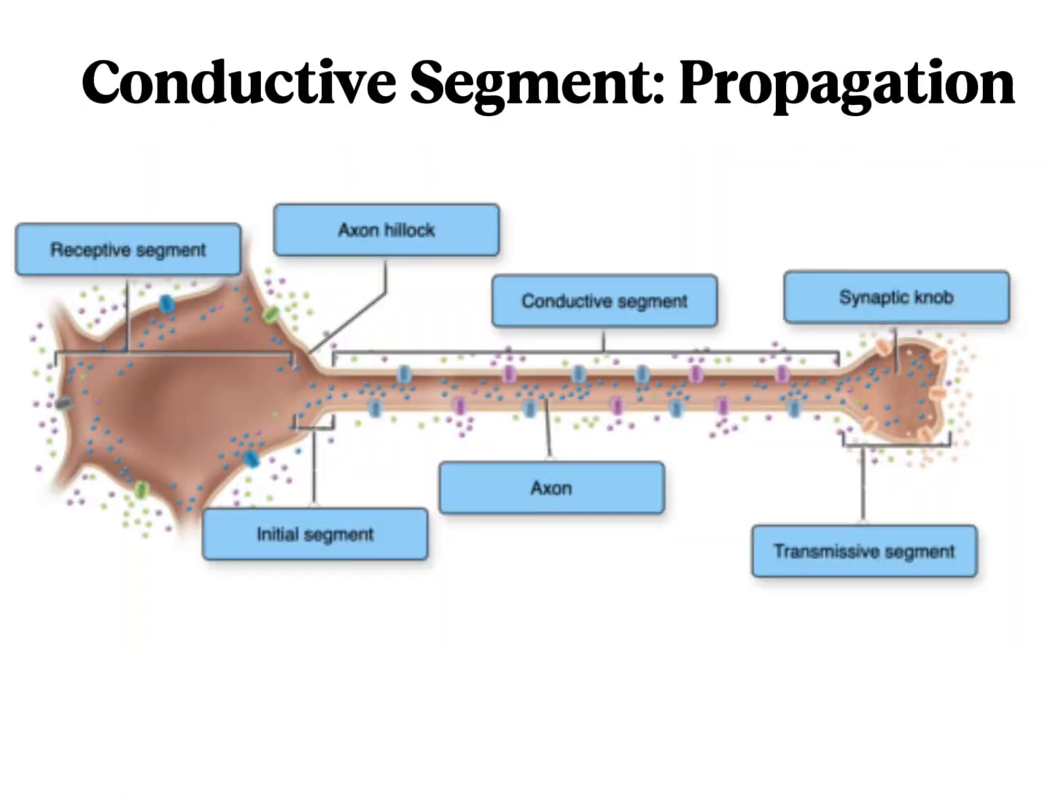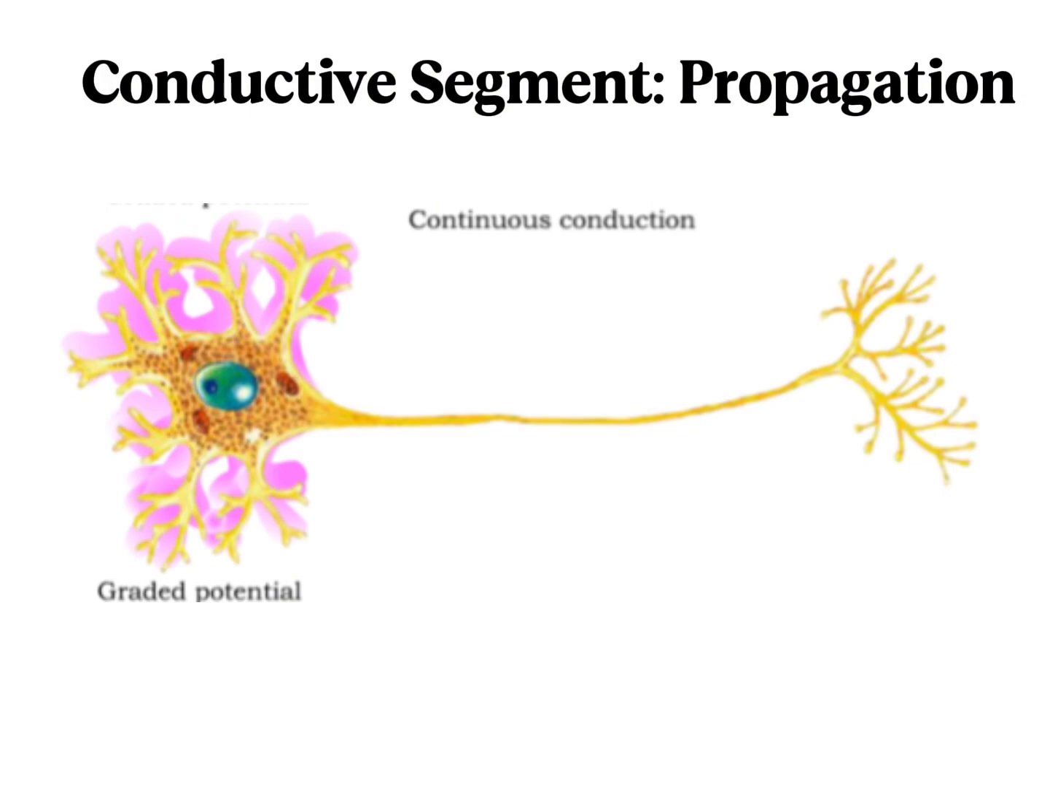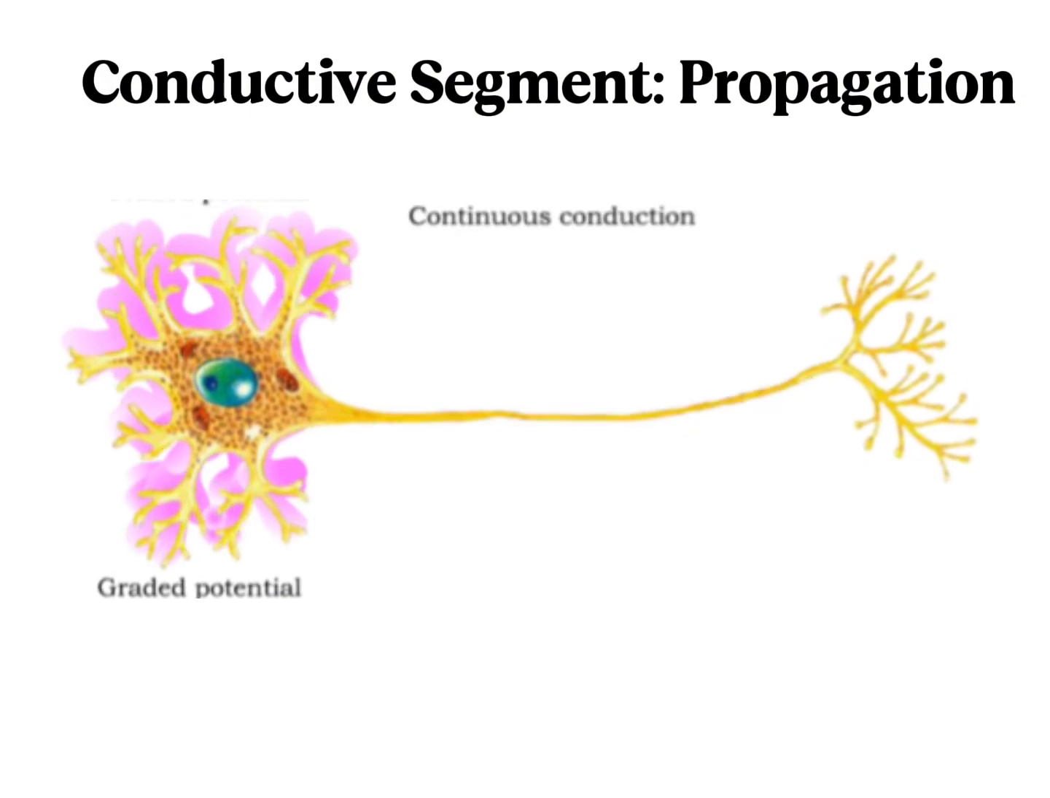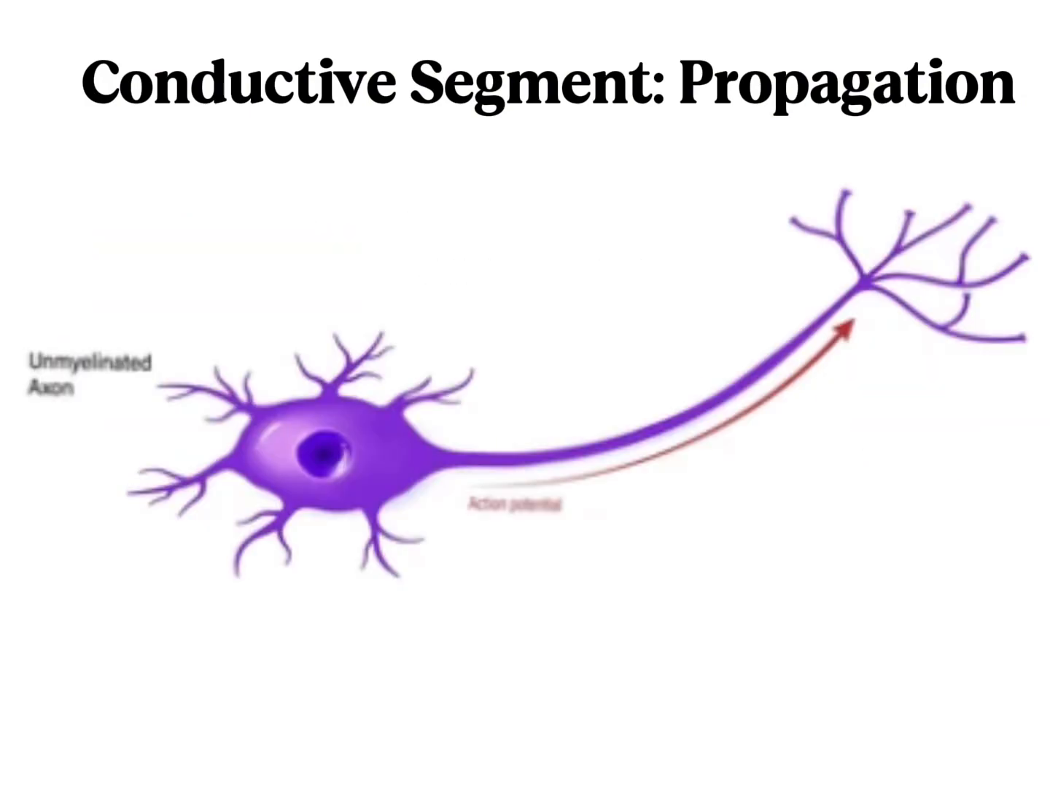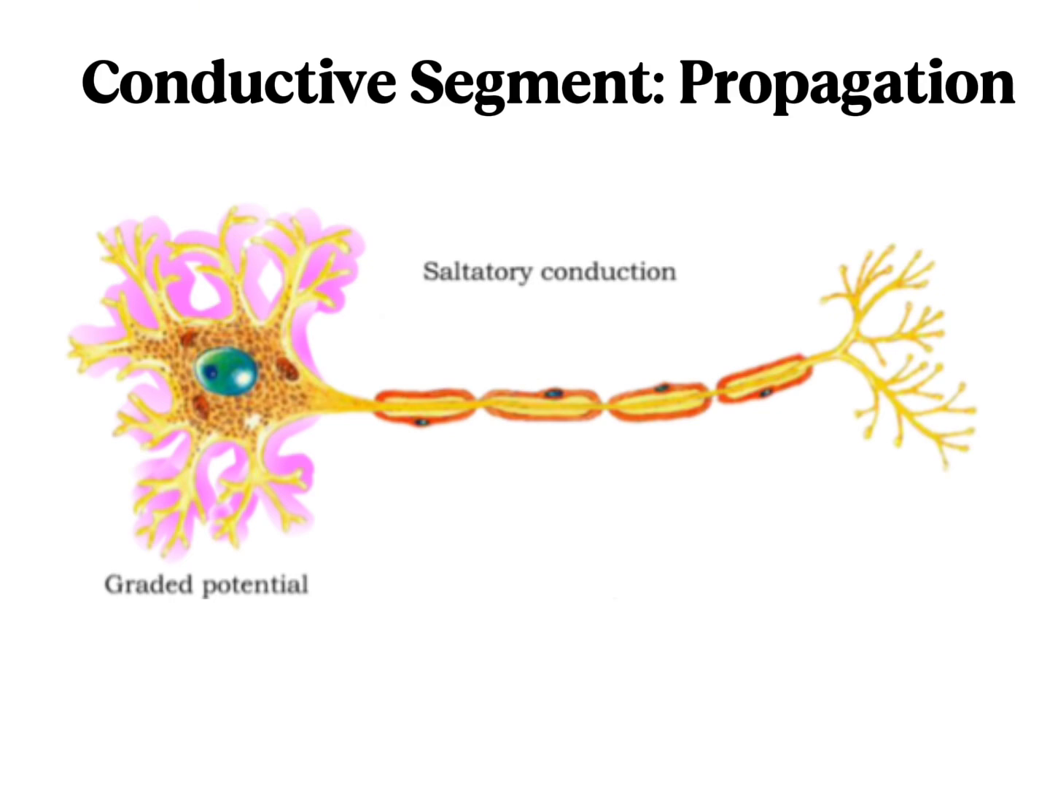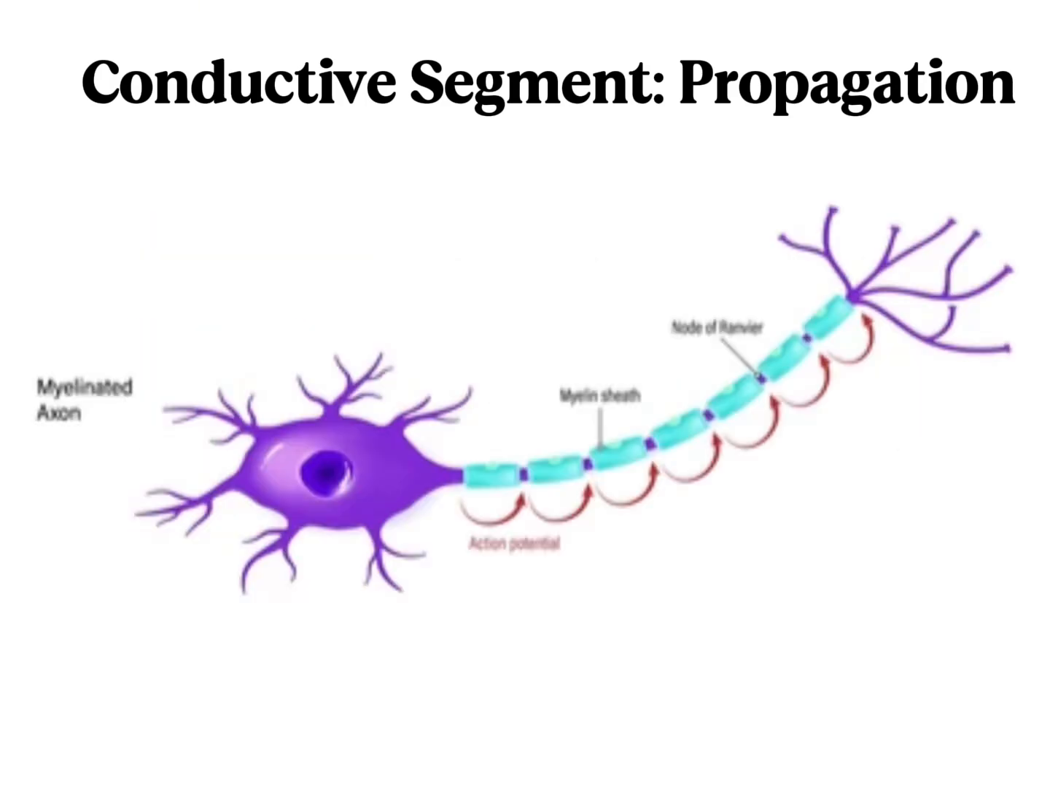The action potential then travels down the axon, the conductive segment. There are two types of conduction, continuous and saltatory. Continuous conduction occurs in unmyelinated nerve fibers, and these are slower. The action potential has to travel along the whole length of the axon, while saltatory conduction occurs in myelinated nerve fibers, where instead of going along the whole length of the axon, the signal jumps between nodes of Ranvier rapidly.